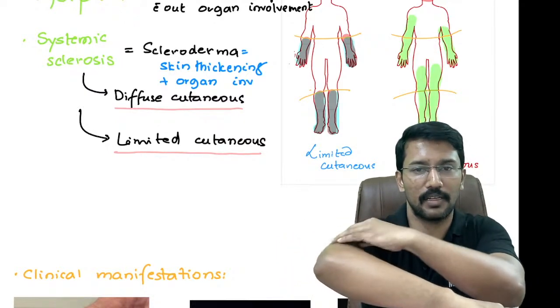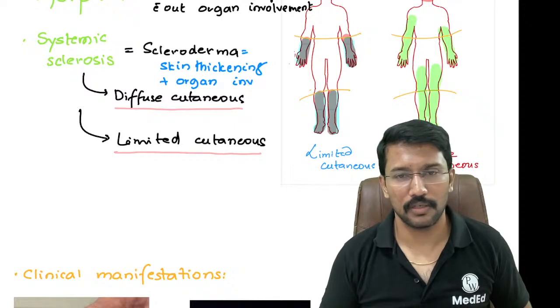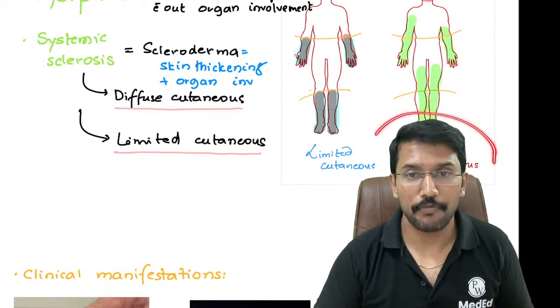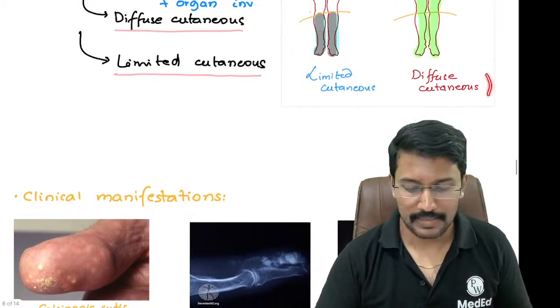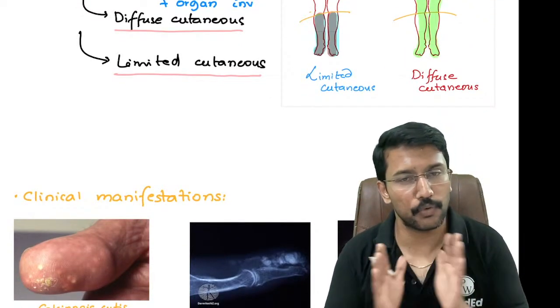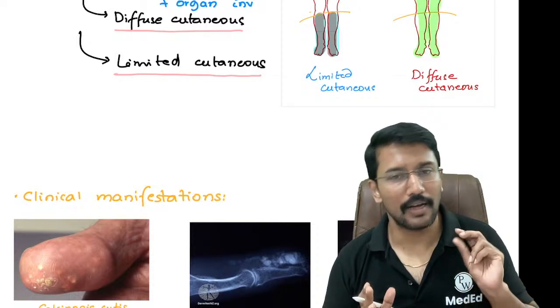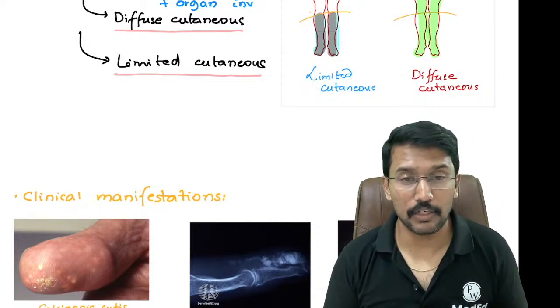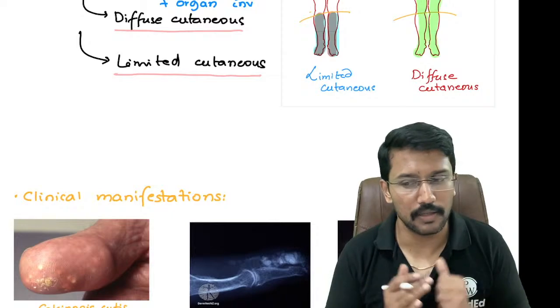If you see that skin in the arms, thigh region, abdomen or anywhere else is hard, it means that you have the diffuse cutaneous form of systemic sclerosis, right? So what is the differentiating point between diffuse and limited cutaneous? Both are subtypes of systemic sclerosis, meaning skin plus organ, but the extent of skin involvement differentiates between the two entities.